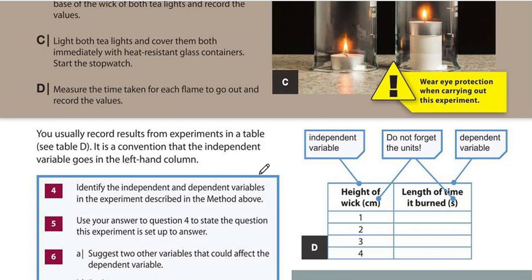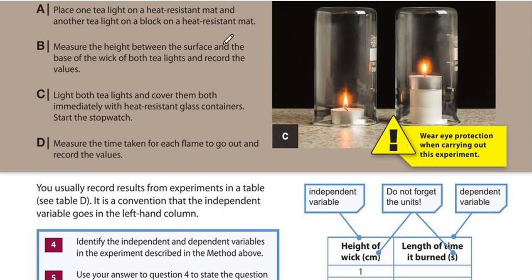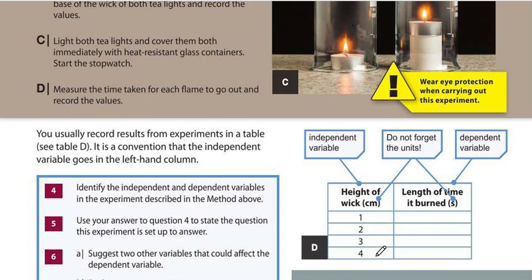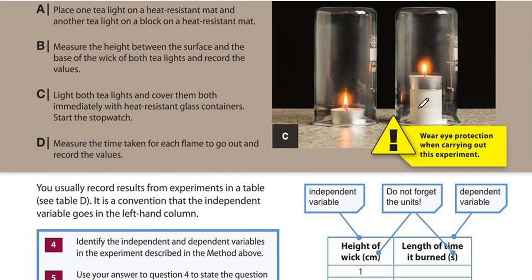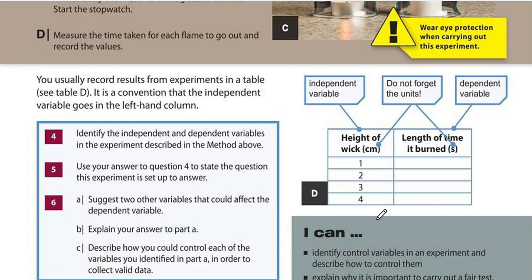Okay. Now here the height of the wick is given as 1, 2, 3, 4. They are asking you to measure the height between the surface and the base of the wick, right? In this one they have taken four different heights. Here it shows only 2 different heights, so you can keep on changing this and measure the exact heights. Only that you have to write here, and then the length of time you have to observe and write it down.